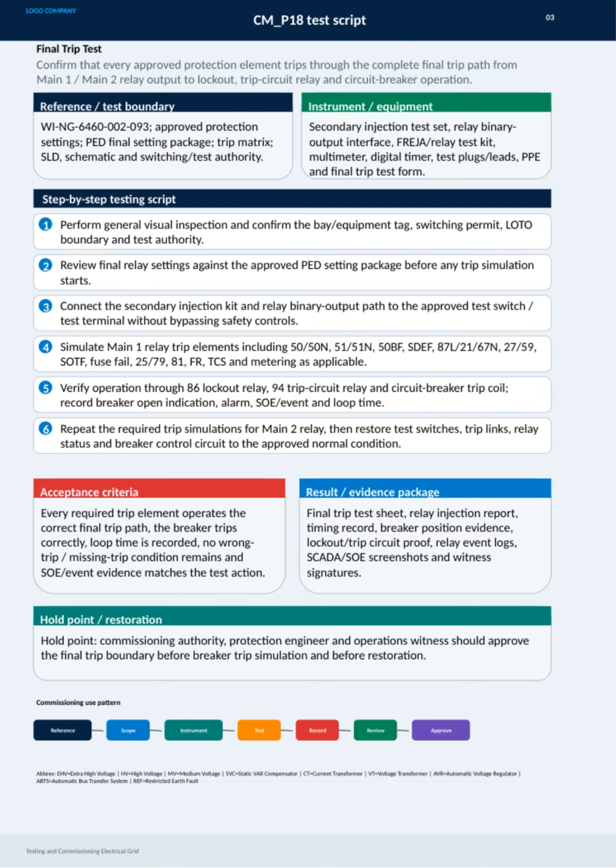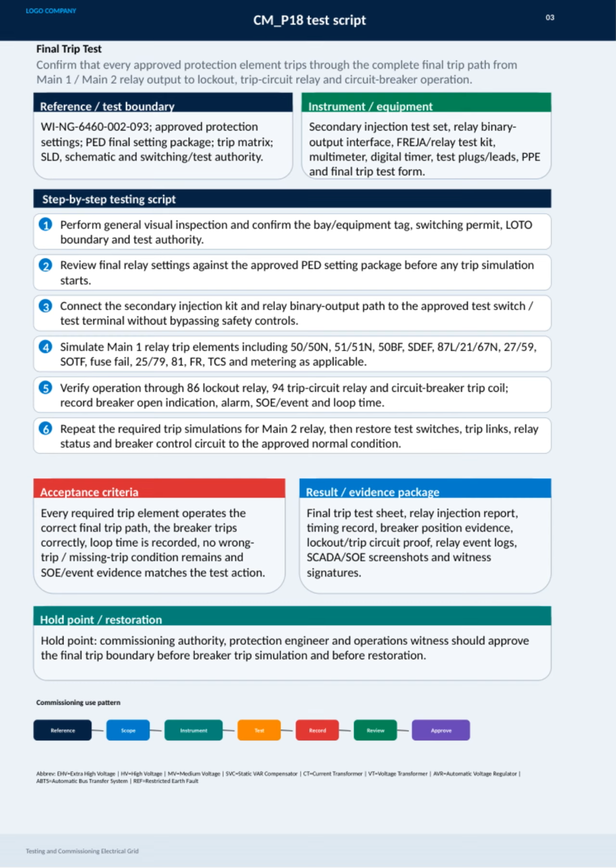Here we have the final trip test procedure for testing and commissioning the electrical grid. The main goal is to confirm that every approved protection element trips through the complete final trip path, starting from the main 1 and main 2 relay outputs, through the lockout and trip circuit relays, and finally to the circuit breaker operation. We reference important documents like the WING 6460-002-093, the approved protection settings, final setting packages, and single-line diagrams to ensure everything is aligned. Next, the instruments used include the secondary injection test set, relay output interfaces, test kits, multimeters, and proper PPE to maintain safety. The testing follows a step-by-step script.